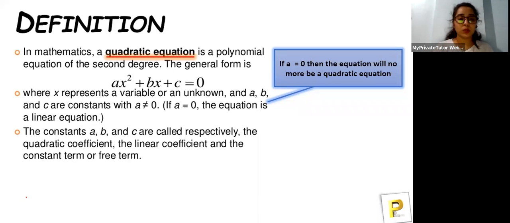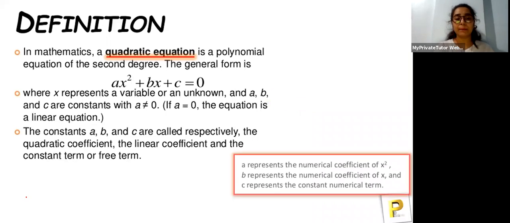So the constants a, b, and c are called respectively, a is called the quadratic coefficient. Why? Because a represents the numerical coefficient of x square.